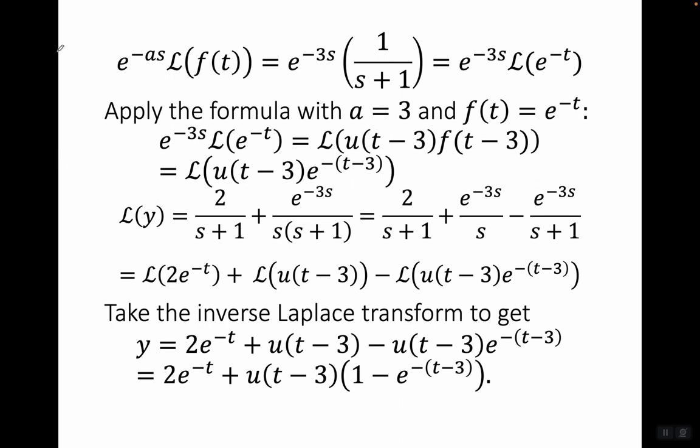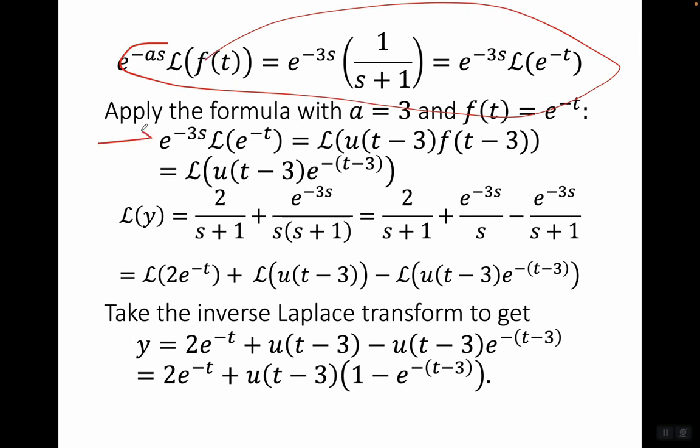Okay, we're ready to put all the pieces together. This is what we've seen from the other side. We're going to apply the formula we've seen with a equals 3 and f(t) equals e to the negative t. So e to the negative 3s times the Laplace transform of e to the negative t, based on what we've seen before, is the Laplace transform of u(t minus 3) times f(t minus 3). In other words, it's the Laplace transform of u(t minus 3) e to the negative (t minus 3). Okay, we're almost done. We're almost there.